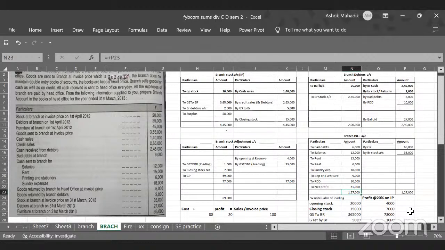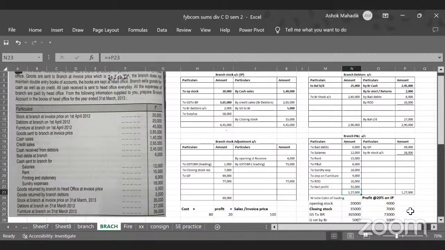Okay, and record that in branch stock adjustment account. Okay, on the opposite side, since opening stock is on debit, post opening stock is on the credit. Goods sent to branch is on debit, reverse the loading on the credit. Likewise. Okay, so that's it for this sum.